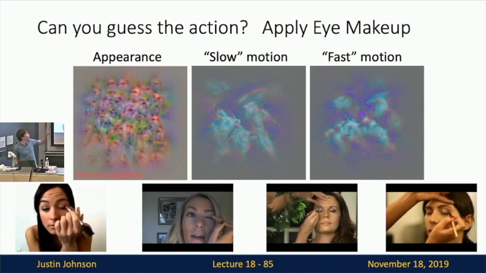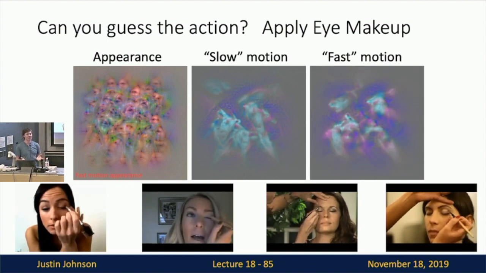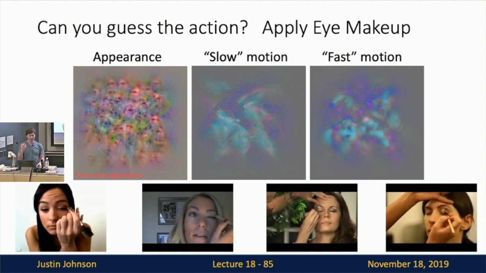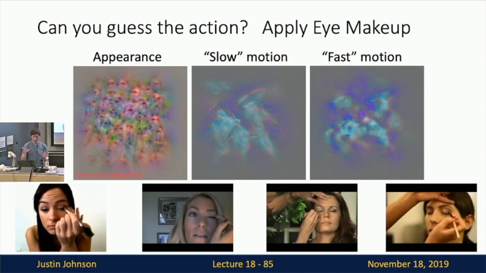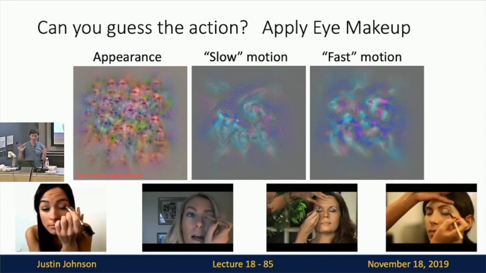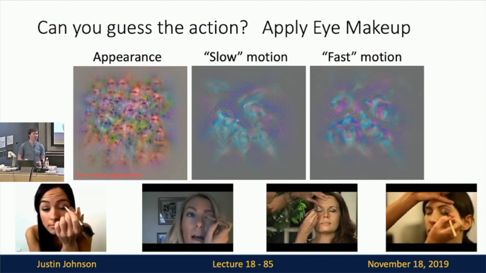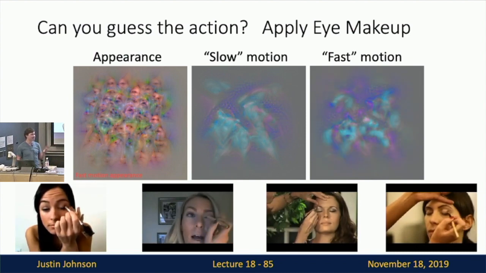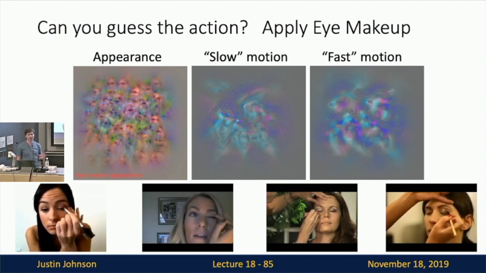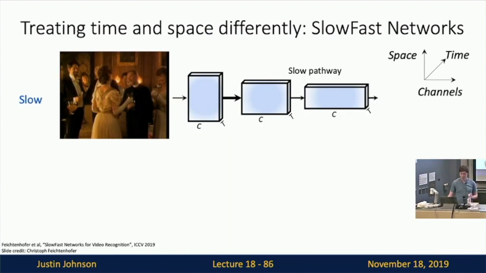So you can see that for the appearance stream, there are a lot of YouTube videos of people doing makeup tutorials, right? So the appearance stream is looking for eyes anywhere in the input image. For the slow motion, it looks like maybe the motion of the head or the hands. And the fast motion looks like the local brushing motion of actually applying the makeup. So I thought it was really cool that we can take all these same techniques that we know and love for visualizing images, and just apply them on video sequences as well.